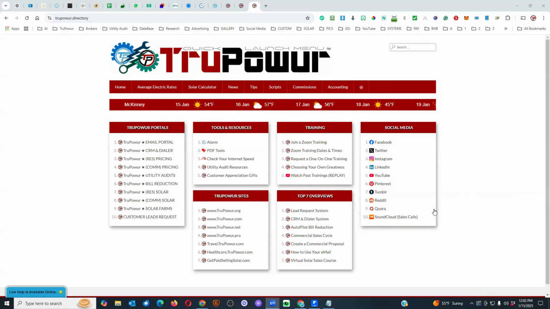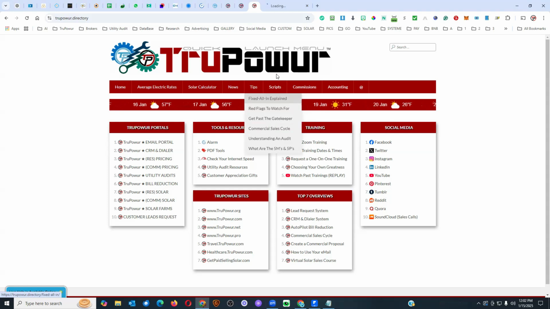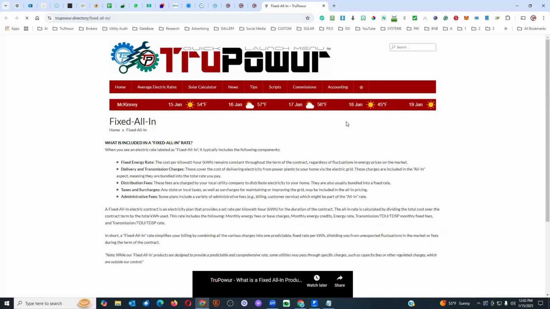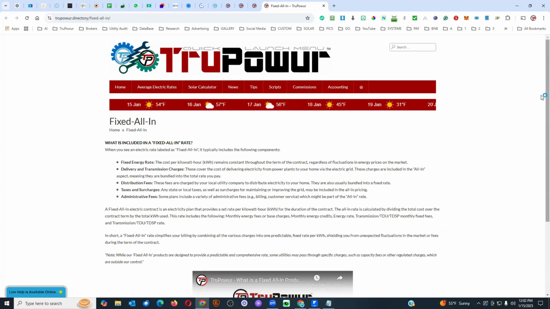If you come up to where it says tips, right at the top, you'll see it says fixed all-in explained. And so it's really important to understand that there are different components to the fixed all-in rate. So what is included in a fixed all-in rate? When you see an electric rate labeled as fixed all-in, it typically includes the following components. 1. Fixed energy rate. The cost per kilowatt-hour remains constant throughout the term of the contract, regardless of fluctuations in energy prices in the market.